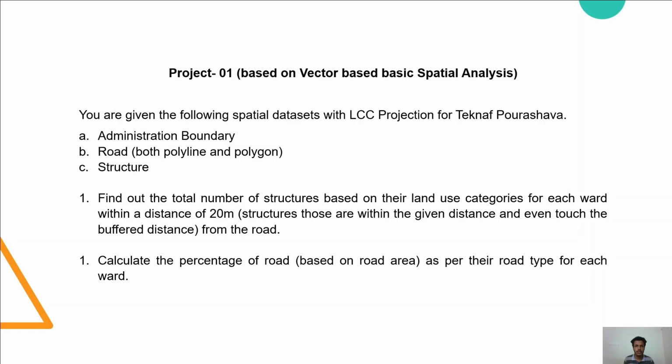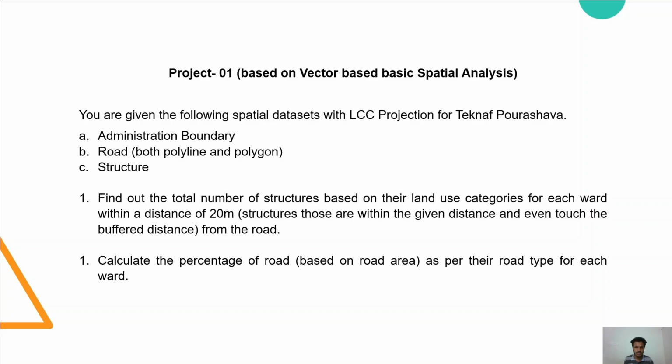Now we will work with a project which is based on vector-based basic spatial analysis. As we can see, the spatial dataset with LCC projection for Teknaf Purushabha has been given, which has administrative boundary, road and structure. In the first question, we will have to find the total number of structures based on the land use categories for each ward within a distance of 20 meters from the road. And in the second, we have to calculate the percentage of road as per the road type for each ward.